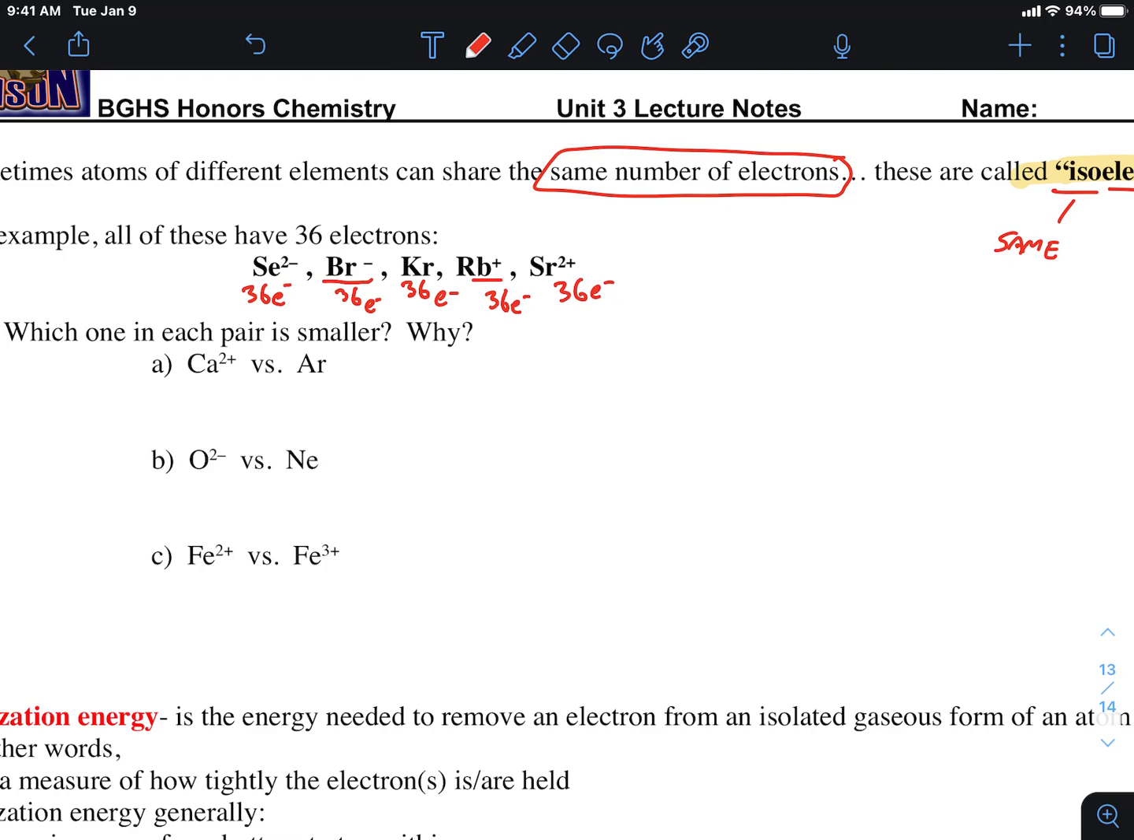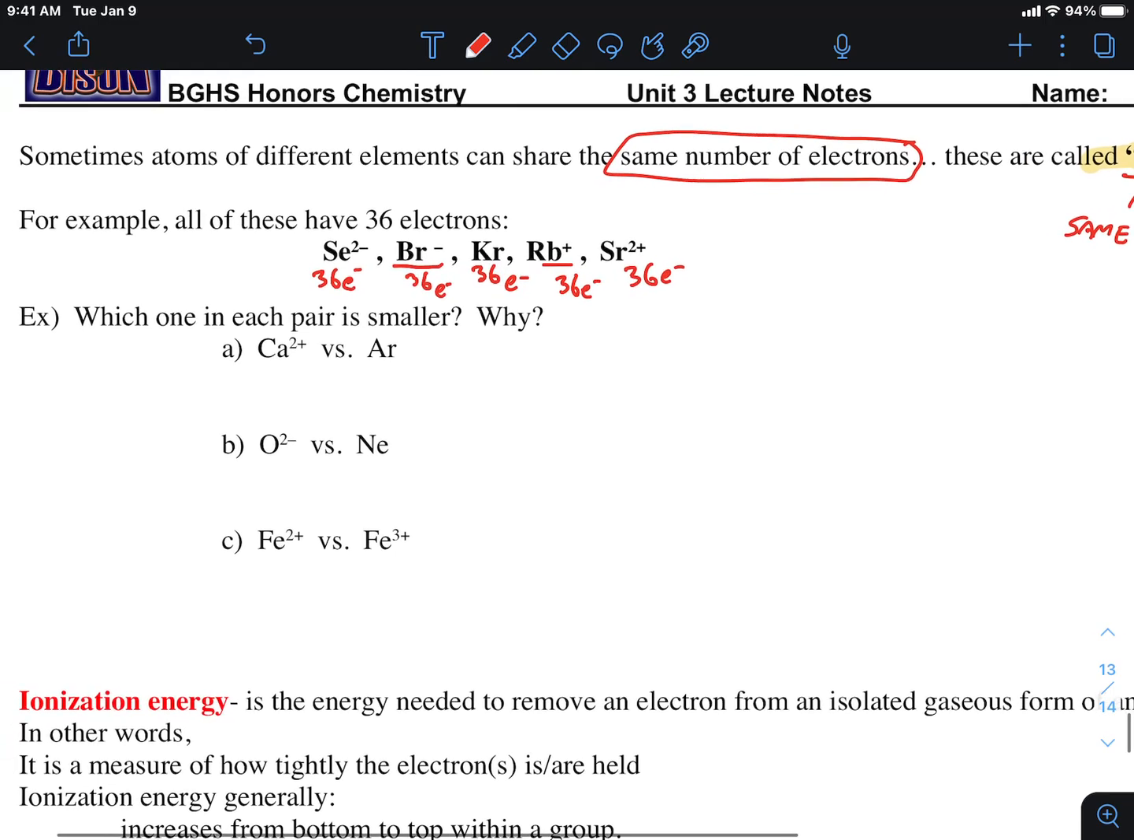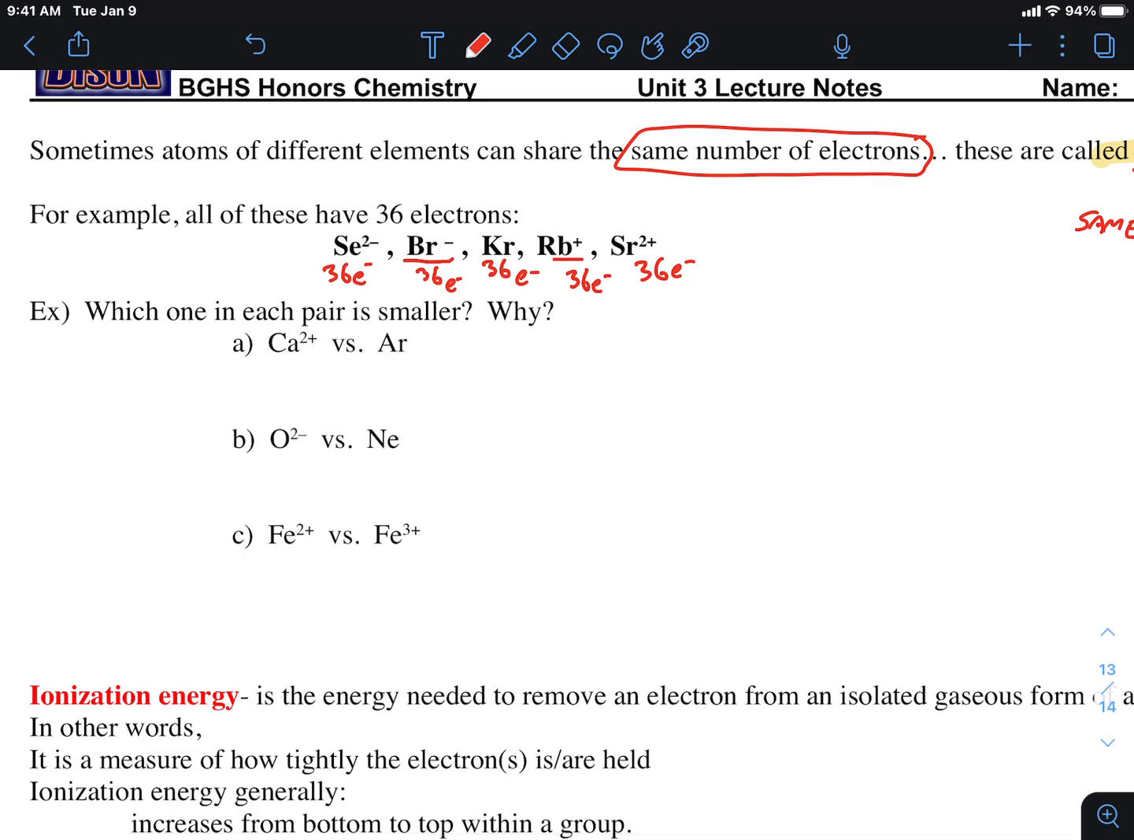These all have the same number of electrons. If they have the same number of electrons, that means they have the same electron configuration. They would all be 1s2, 2s2, 2p6, 3s2, 3p6, 4s2, 3d10, 4p... No, I went too far. Actually, like krypton, they would all end at 4p6. Okay? So when things all have the same number of electrons, the thing that is different about them is the number of protons. So, calcium, for example.